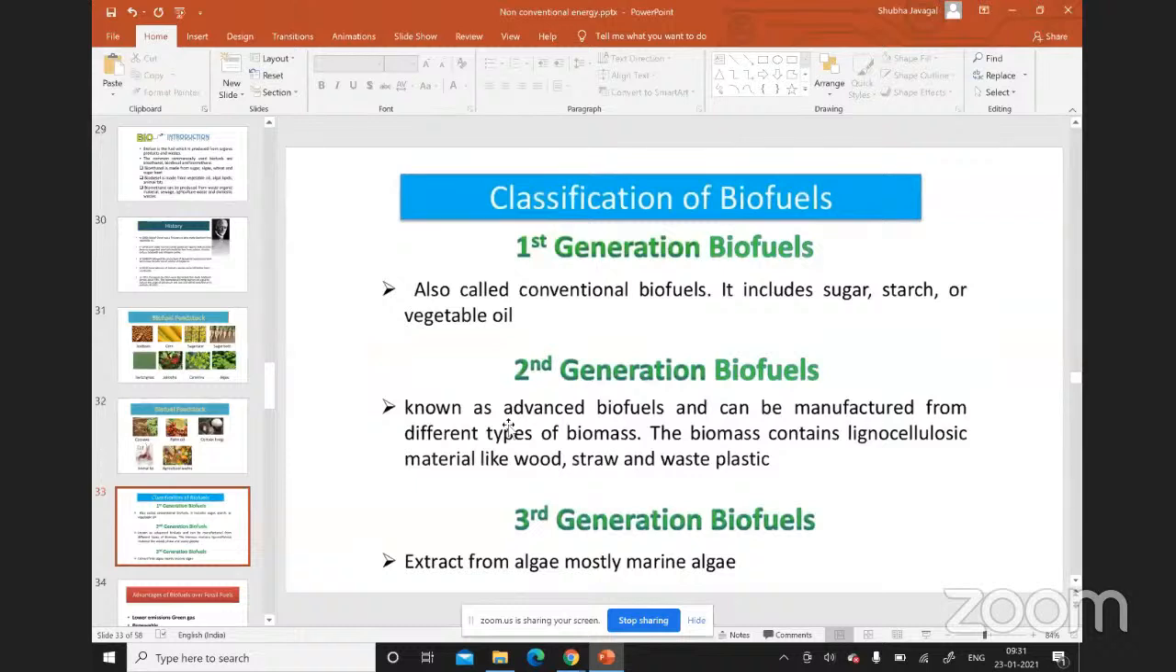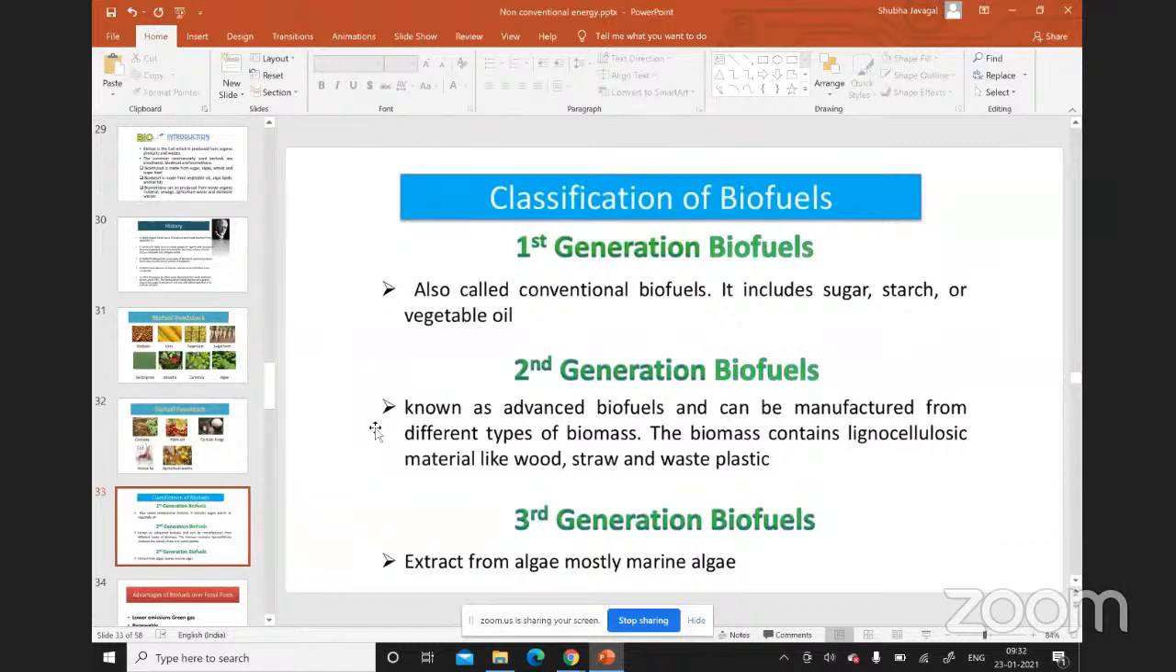So this is the major classification of biofuels. All the conventional biofuels which are directly available, like sugar, vegetable oils, and starch, which are readily available and can be used to generate power or energy, are called first generation biofuels. Second generation biofuels are the ones which have to be manufactured using the conventional ones like wood and straw and waste plastic. So they have to be converted into the cellulosic material and then used.